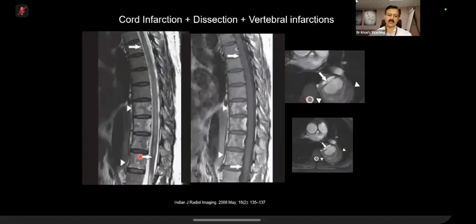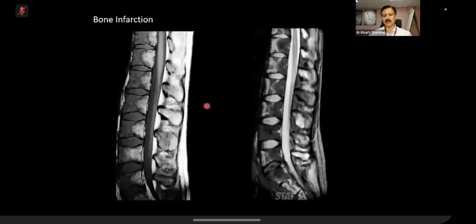And with that, there might be some abnormal signal in the vertebral bodies also. So this is a sort of a long case which you can get in the exam. And here is from StatDX, a case where there are multiple infarctions of the vertebral bodies.